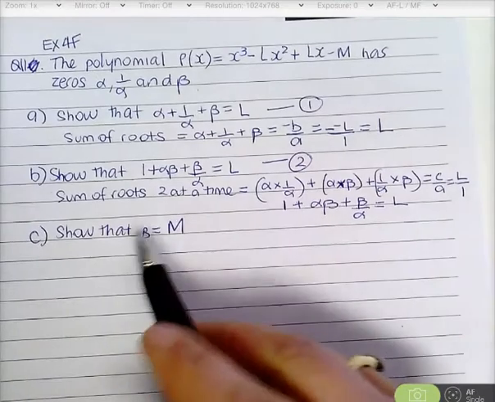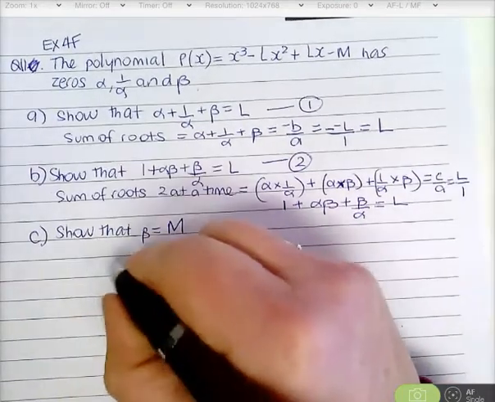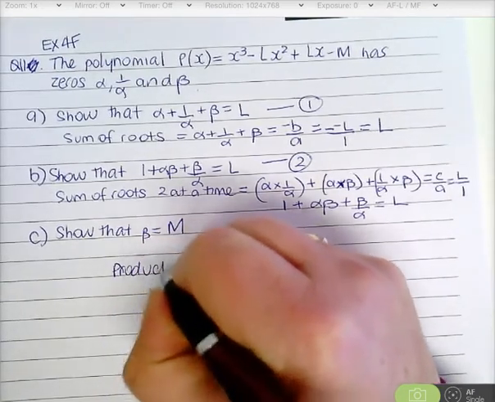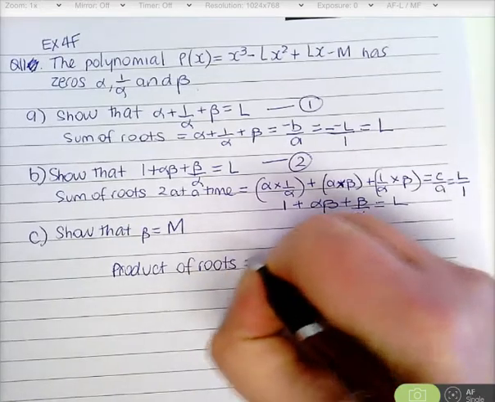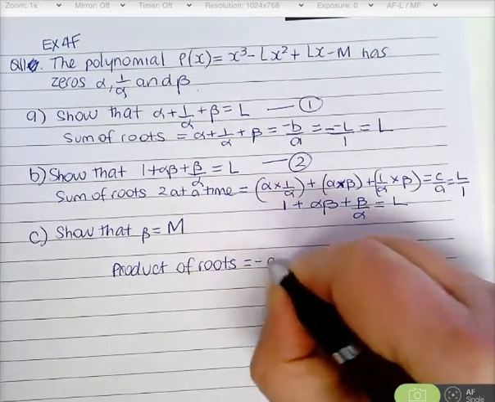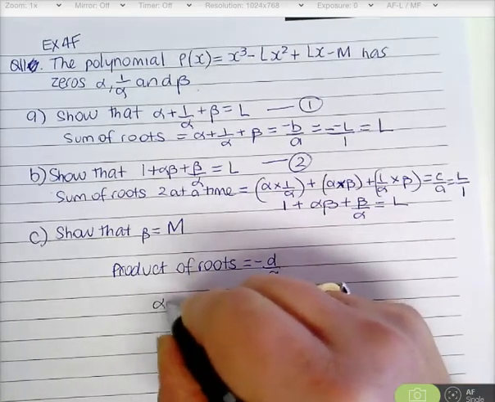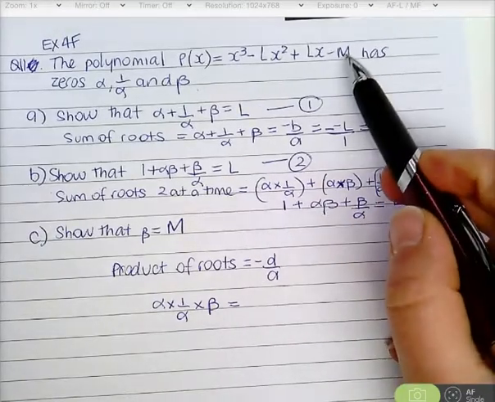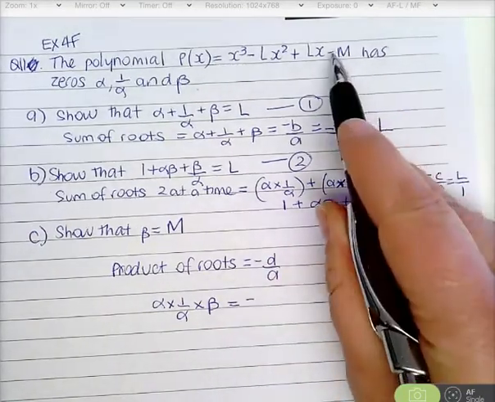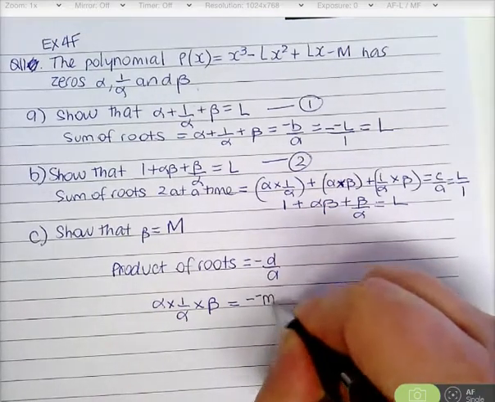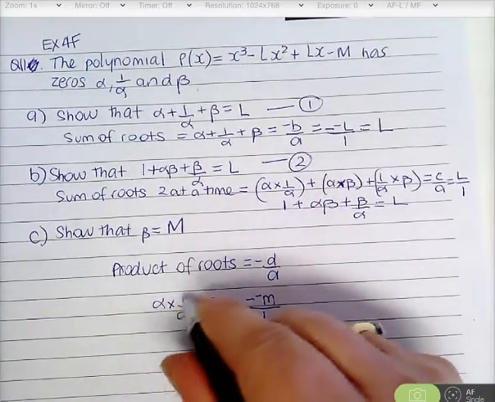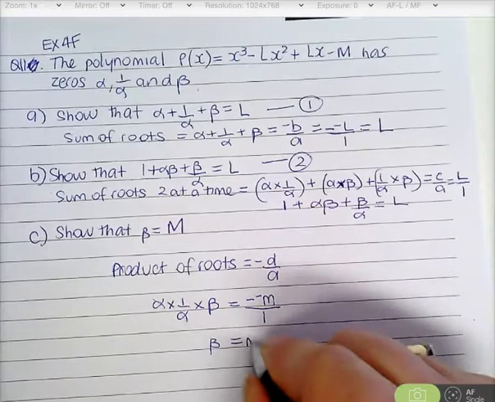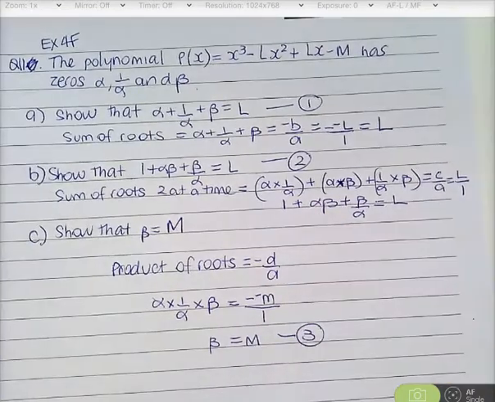Okay? Then we have to show that beta equals M. So let's look at product of roots. So let's write product of roots equals, we know it's minus d on a. So the product of our roots is alpha times 1 on alpha times beta is minus d on a. Now our d is negative m, so it's minus negative m over 1. If you multiply alpha times 1 on alpha, these cancel and you get 1. So we get that beta is minus negative m, which is m. And so that's the third result that we've proven.